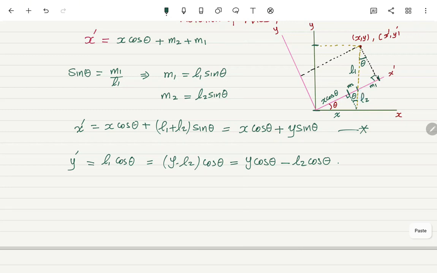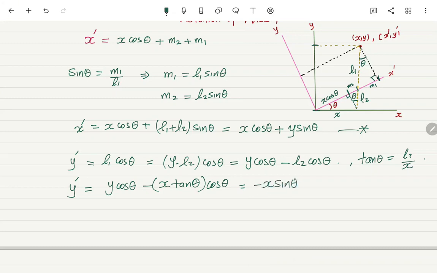Now this is L2 and this is a right angle triangle with the base here x and the height L2, and if we take tan theta equal to L2 over x, and if we substitute this back in this one here rather than using L2, in this case y prime will be equal to y cosine theta minus x tan theta cosine theta, or remember tan theta equal to sine over cosine, so equal to minus x sine theta plus y cosine theta.